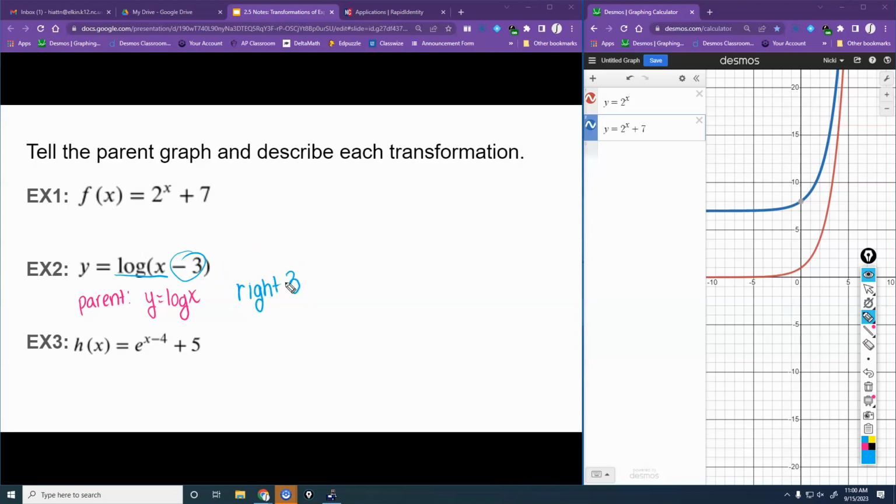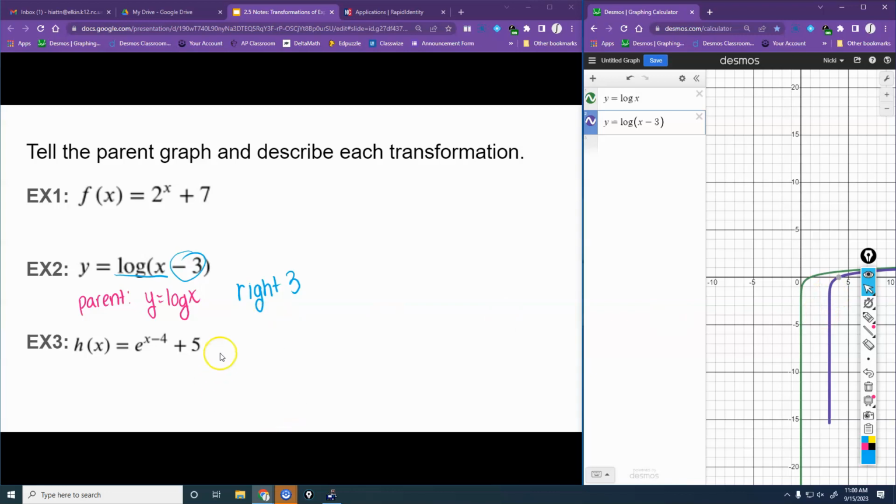And if we go over here and graph this, the parent would be y equals log x. If I graph y equals log of x minus 3, you can kind of see, oh yeah, that shifted to the right. Sometimes it looks a little up or down. Maybe that kind of looks a little bit like it's down. But think about where that vertical asymptote is. That's definitely been shifted over there. That's going to be to the right.